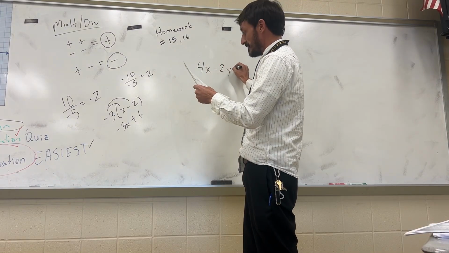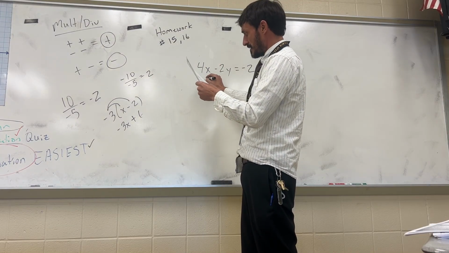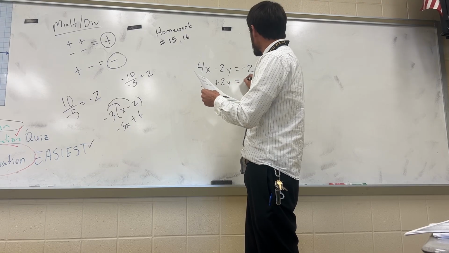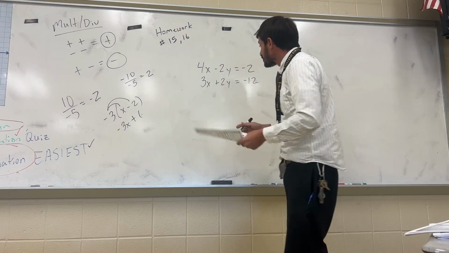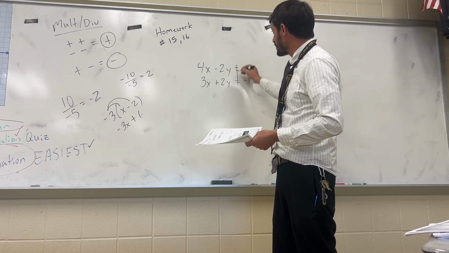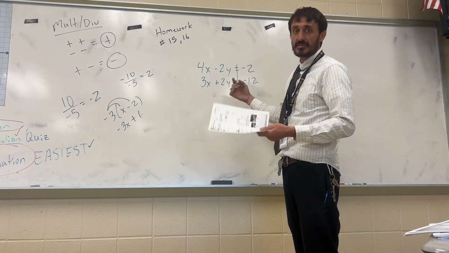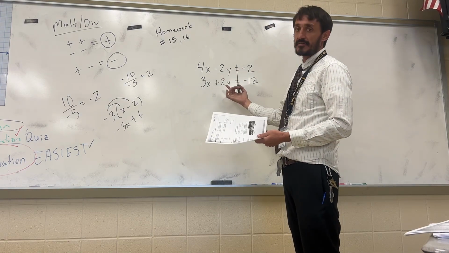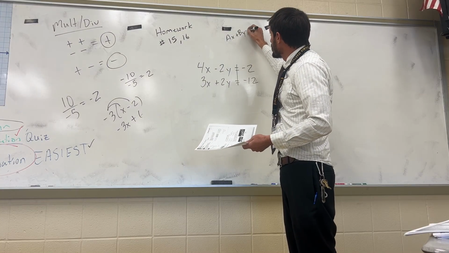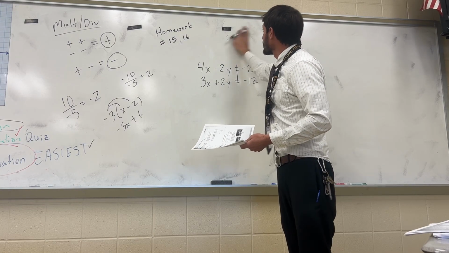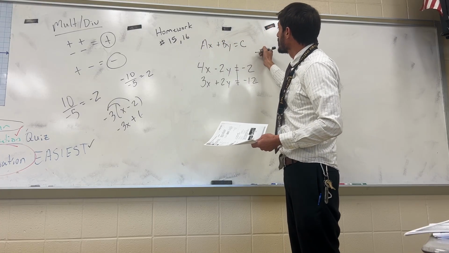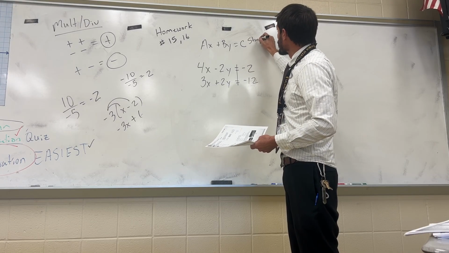4x minus 2y equals negative 2, and 3x plus 2y equals negative 12. And what we're trying to do, both of these equations, you're going to notice, if I draw a line down the equal sign, both of these equations do not have x or y by itself. Okay, this is ax plus by equals c, or if I write it like this here, ax plus by equals c, this is called standard form.